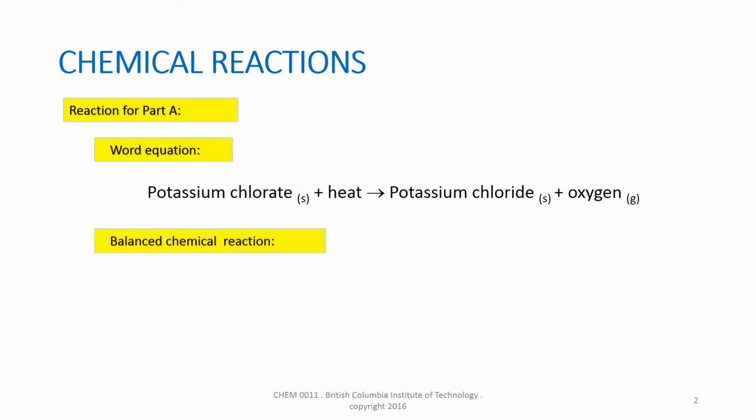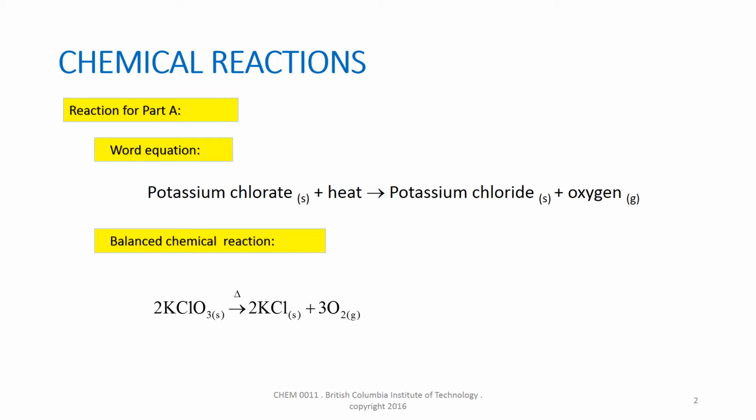Solid potassium chlorate and heat produce solid potassium chloride and oxygen gas. Solid potassium chlorate is the reactant. It must be heated to high temperature in order to produce the products solid potassium chloride and oxygen gas. Since heat is required for this reaction to take place, heat is written on the reactant side.